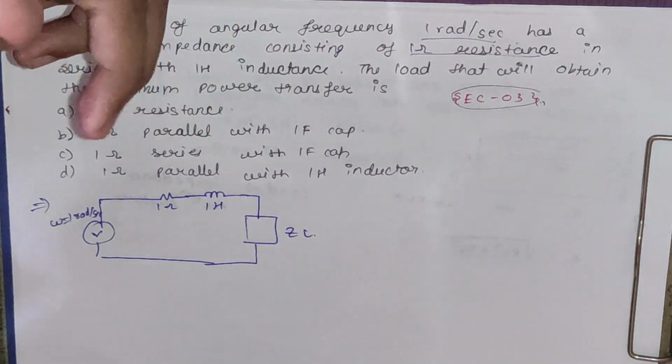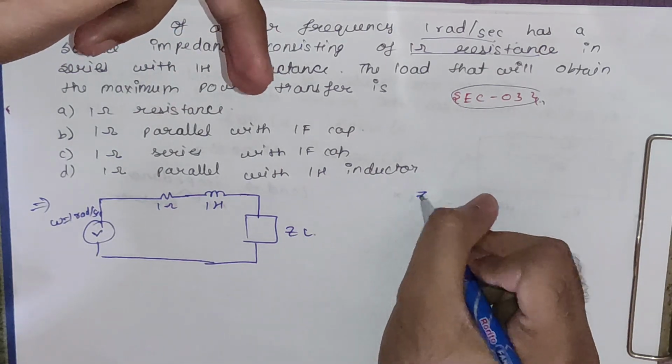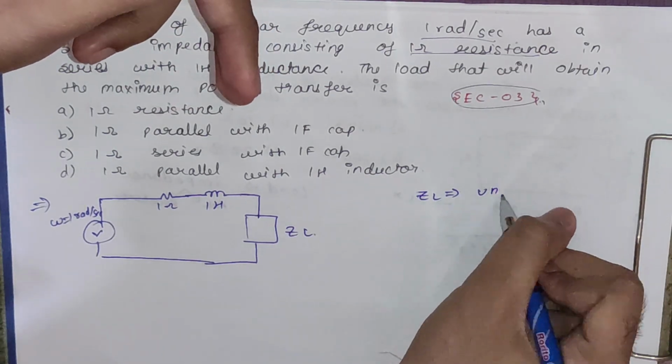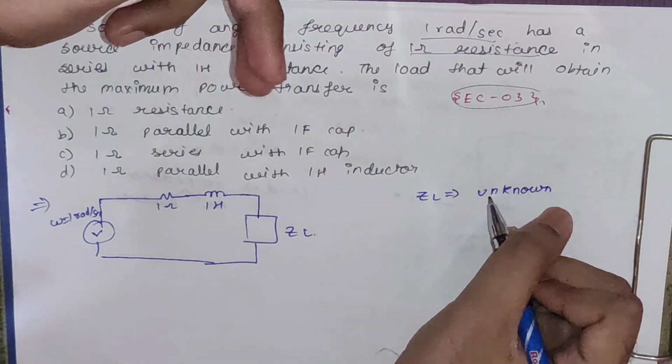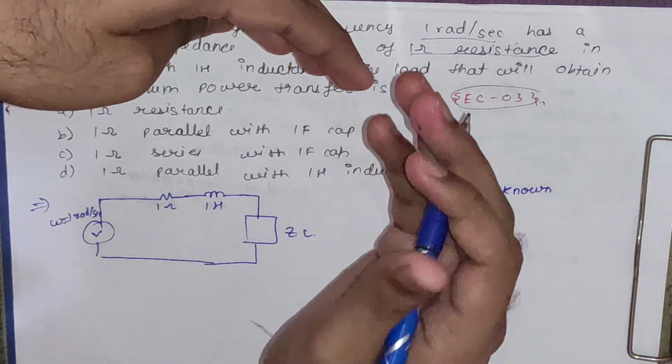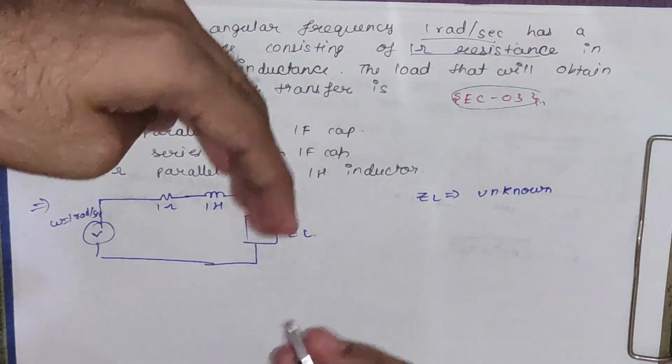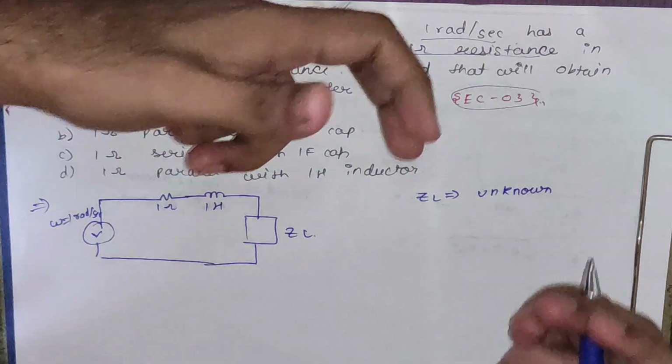So for this type of sum where we have the value of ZL unknown. In the previous sum we had the value of RL unknown, but here in this sum we have the complete ZL value unknown.